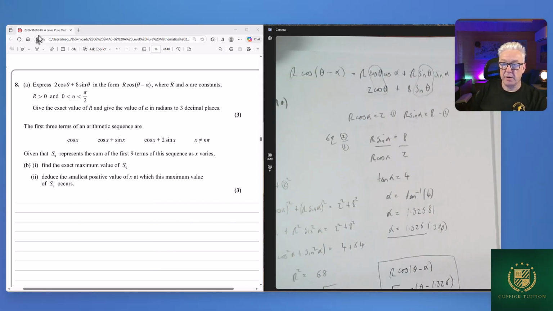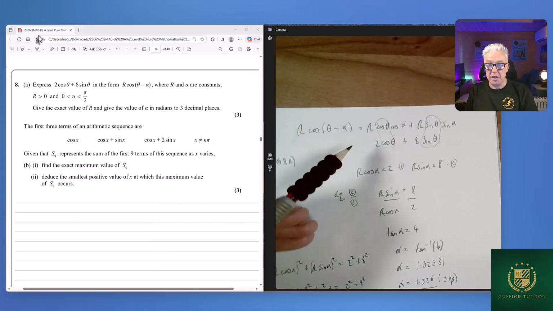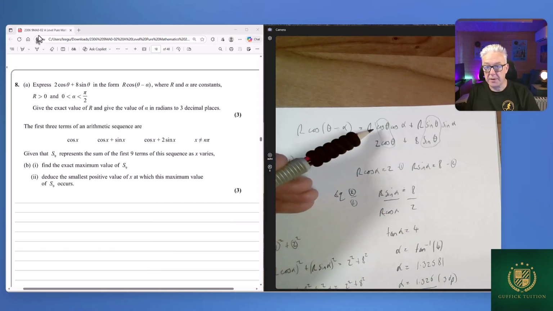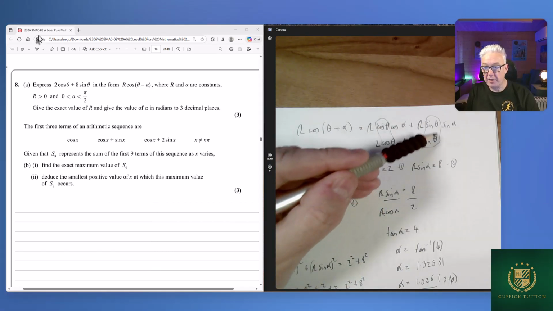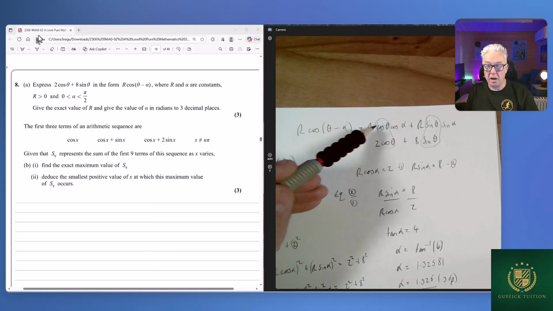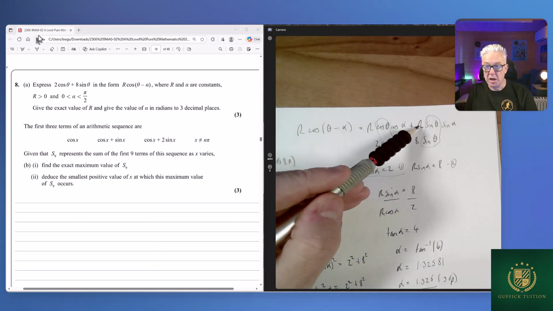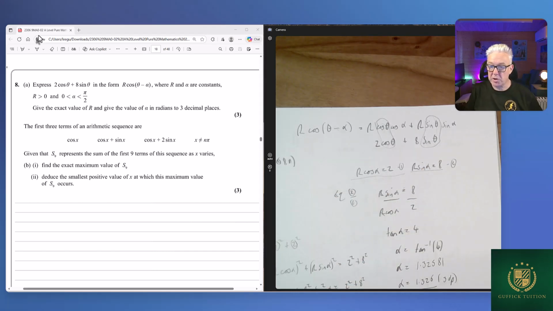Okay, so I do that, and then I like to write underneath the function that we're given in the question. In this case, 2 cos theta plus 8 sine theta. We can see we've got the cos here and here. We've got the sine here and here, which means that r cos alpha must be 2, so I can form my first equation, and r sine alpha must be 8, so I can form my second equation.